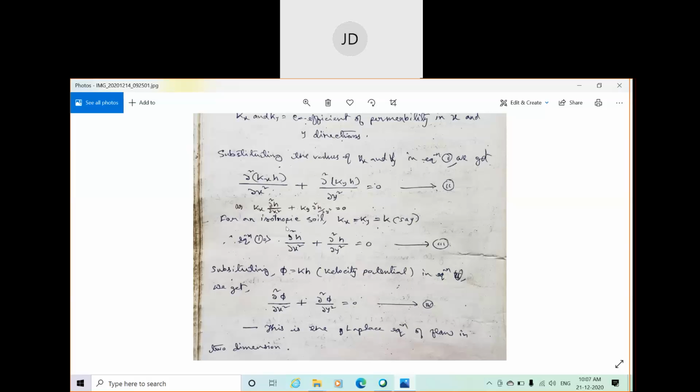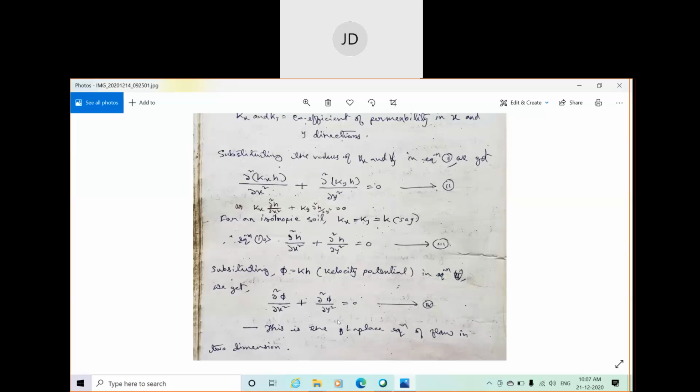But in general, the general equation for Laplace equation is this one. I prefer you to remember this: double differentiation of kx h by del x square plus double differentiation of ky h by del y square is equal to 0. From equation number 2 you can derive equation number 3 as well as equation number 4. So this is generally known as Laplace equation.